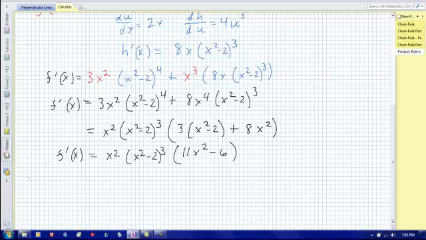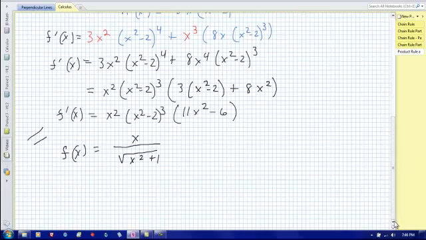Okay, let's do another one. Now, we've seen in the Khan Academy videos, you saw where they used the chain rule to do the quotient rule. Okay, we'll have an example of this here. So, f of x is equal to x over the square root of x squared plus 1. Let's scroll down, get more to the top.